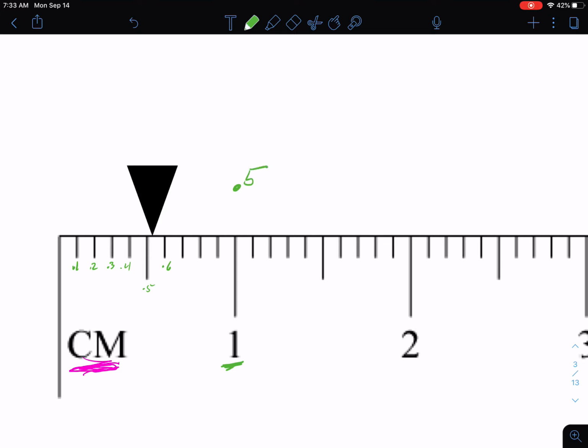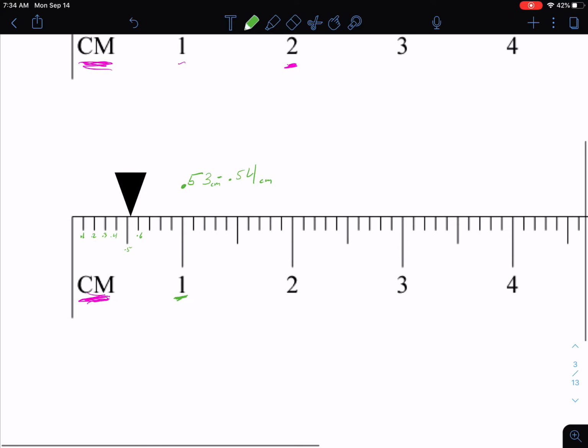So point five, now we have to guesstimate again. The guesstimation in here is going to be somewhere around 0.5. I'm looking at a 0.53 to 0.54 centimeters. Do not forget your units.